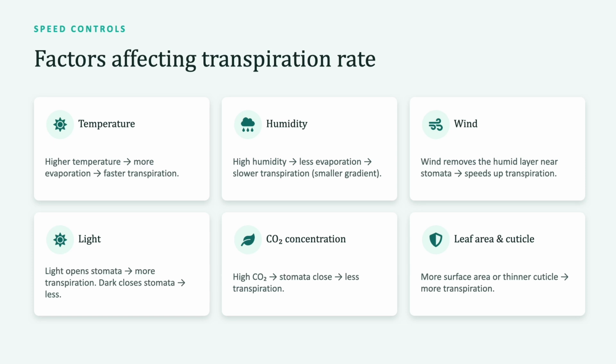So transpiration increases in the daytime and drops at night. Carbon dioxide. High CO2 causes stomata to close, reducing transpiration, and leaf area and cuticle thickness matter. More surface area or a thinner cuticle means more water loss. NEET loves asking these as match the column. Link each factor to whether it increases or decreases transpiration.